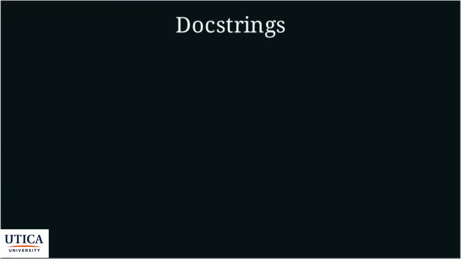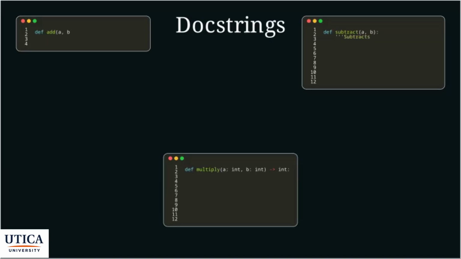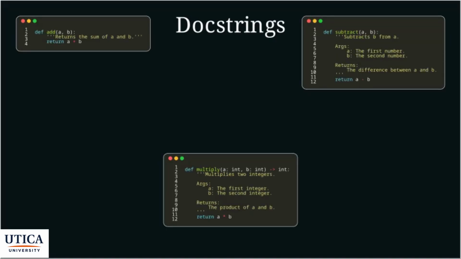Now let's move on to docstrings. Docstrings are the primary way to document your Python code. They are multi-line strings enclosed in triple quotes that describe what a function, class, or module does. For simple functions, a single-line docstring might be enough. It should briefly explain the function's purpose.